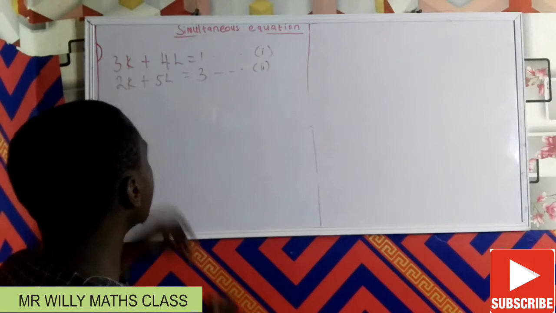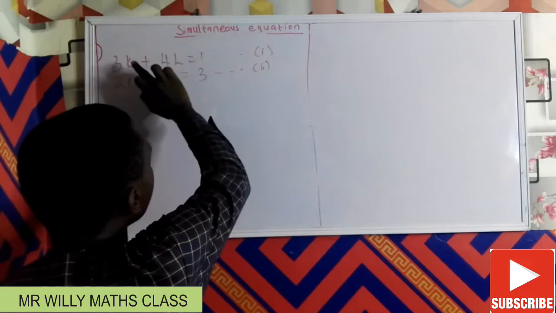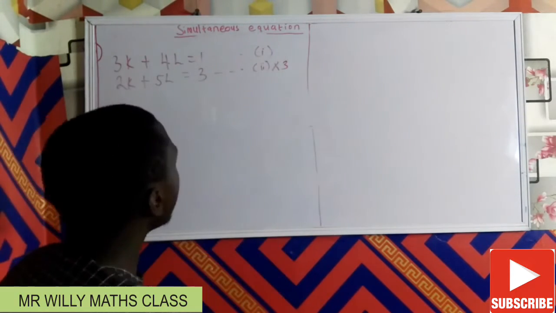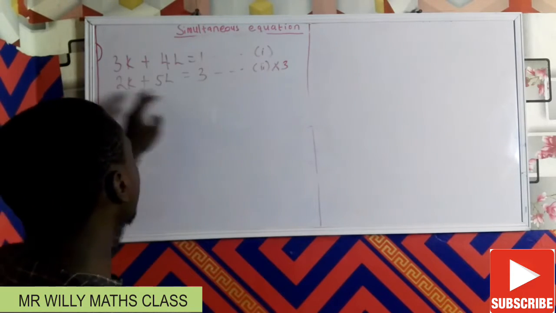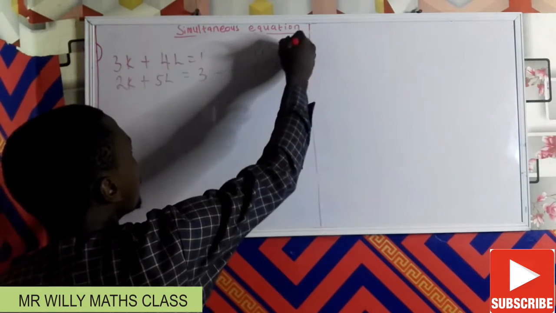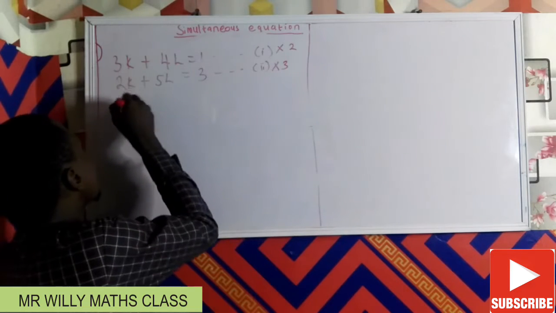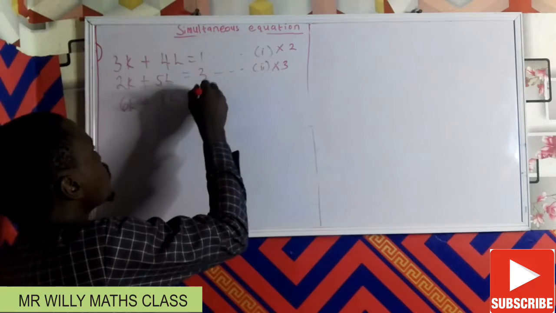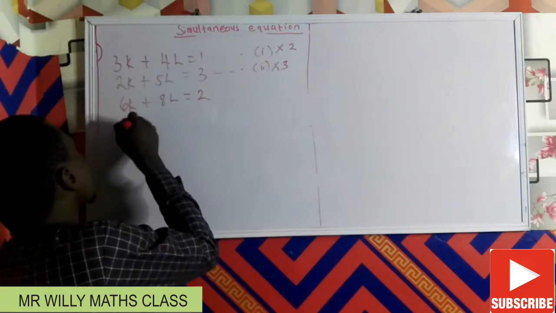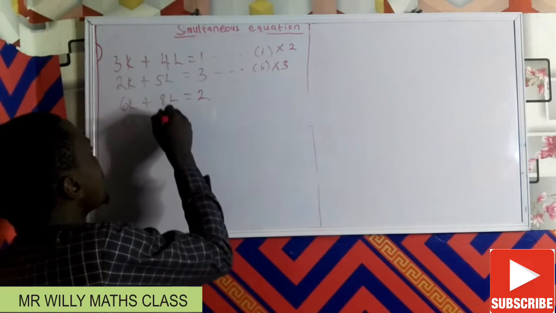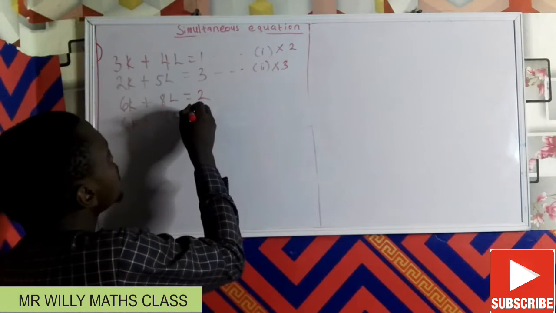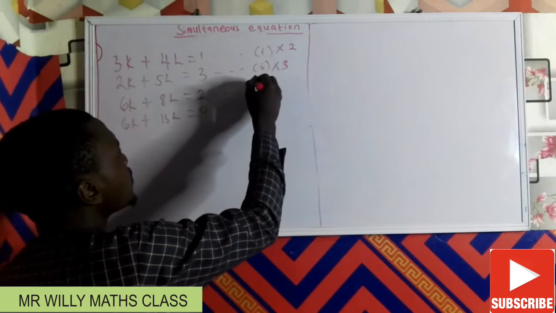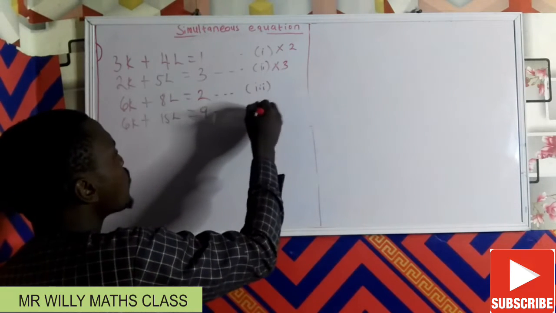You interchange the coefficient. You know the coefficient for k in the first equation is 3. So I'm going to use that 3 to multiply my second equation, while the coefficient for k in the second equation is 2. I'm going to use that 2 to multiply my first equation. So 2 times 3 will be 6k plus 2 times 4, that will be 8l equals to 2 times 1, that's 2. And 3 times 2, that will be 6k plus 3 times 5, that will be 15l equals to 3 times 3, that's 9. So this will be our equation 3, and this will be our equation 4.